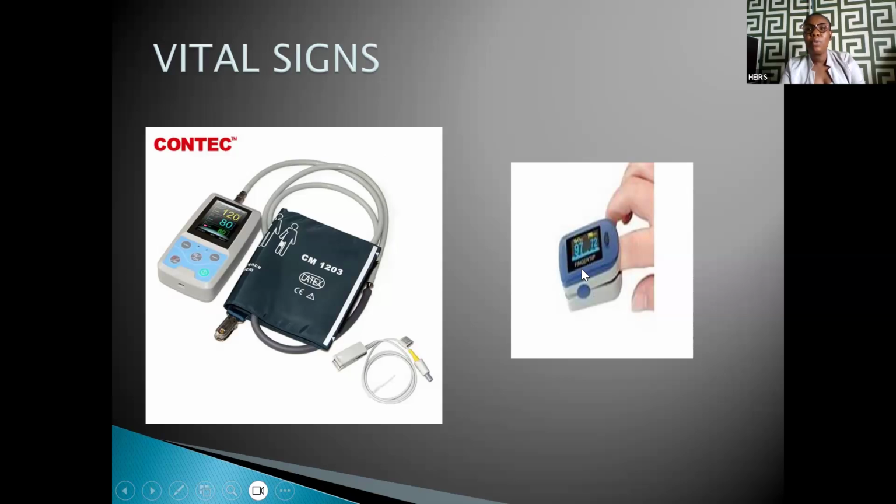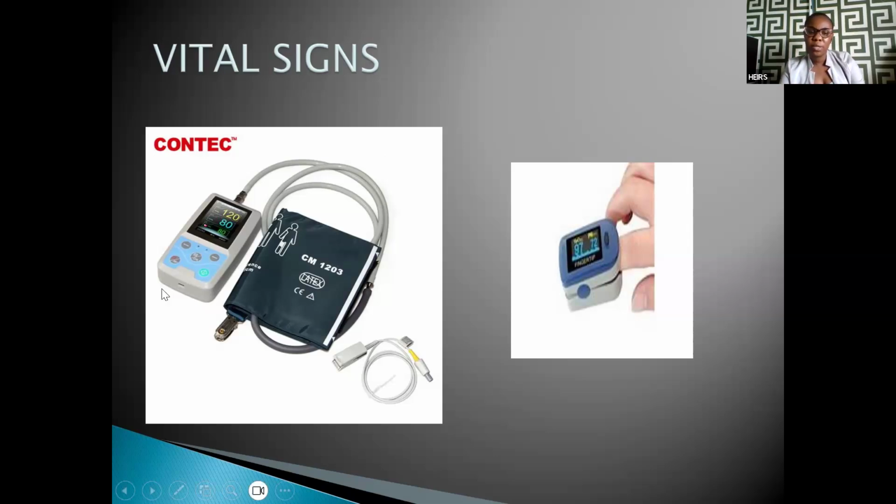If it begins to drop below 90, most of such patients will need oxygen. Most of such patients would also need some supportive medical care that may warrant you to reach out to your supervisor or the overseeing medical personnel of such a patient. So SpO2 is one of such.